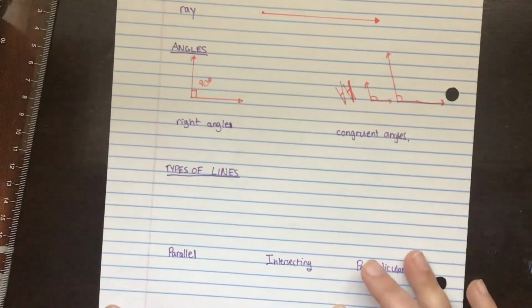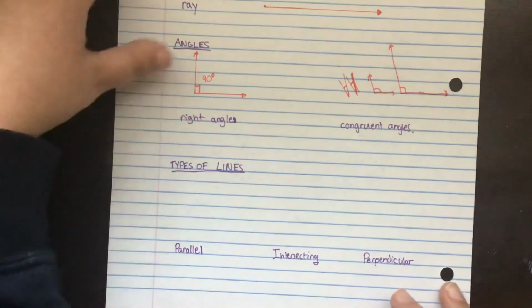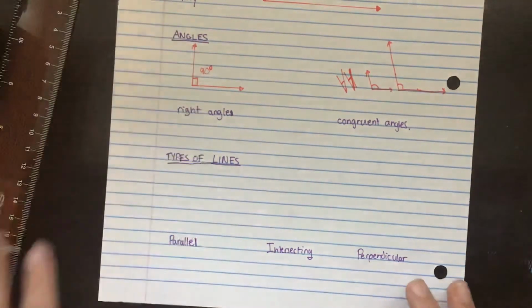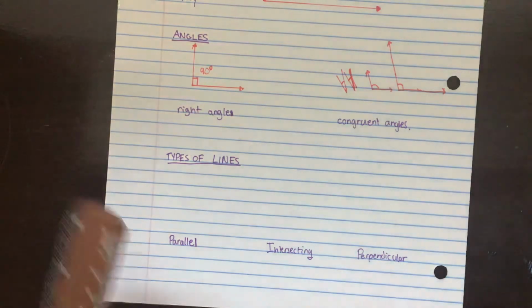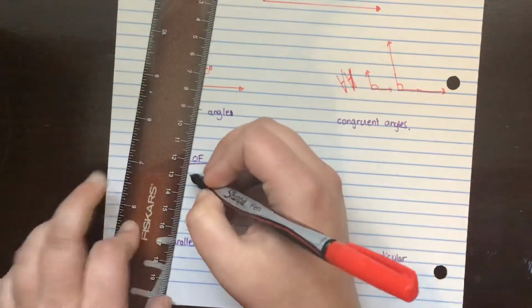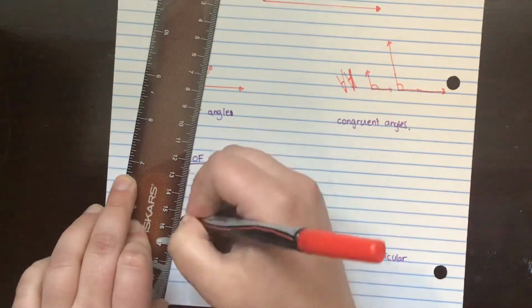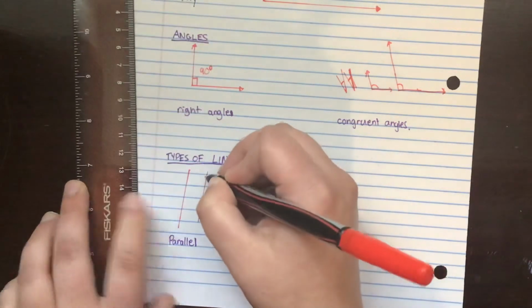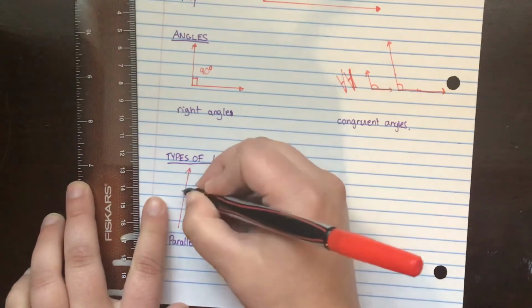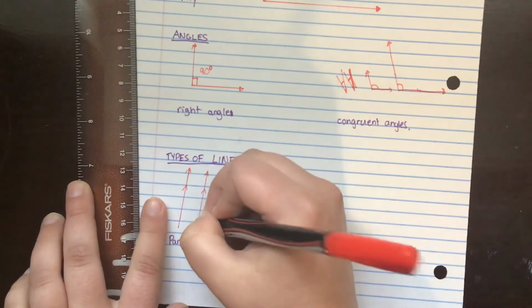And finally, let's move on to our types of lines. These ones might be the hardest ones to recognize, but I have a special trick that might help you a little bit. So first of all, I like to think of parallel lines as train tracks. So here's my two parallel lines. And the thing about these parallel lines is they will never, ever, ever meet.